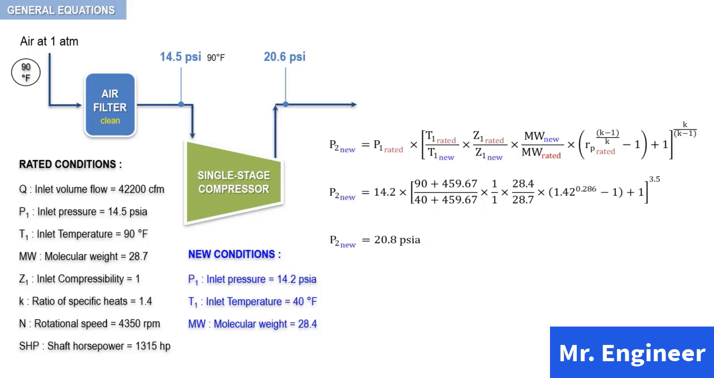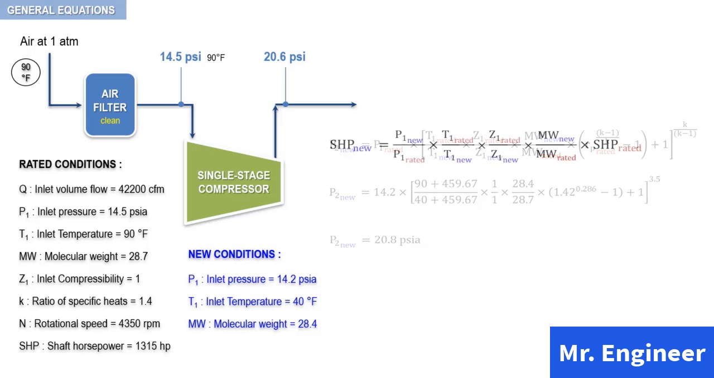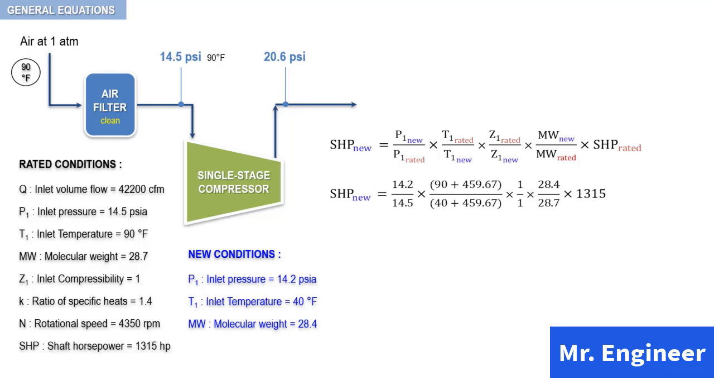To calculate now the effect on the power requirement, we will use the following equation. Substituting for the known values, we then have the following. So as you can see here, the new inlet conditions resulted in a higher power requirement. Of course, keep in mind when necessary we will use the system resistance curve to make the proper adjustments.